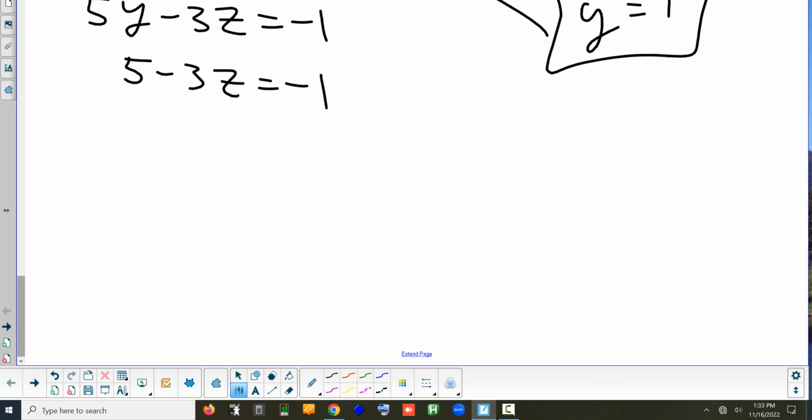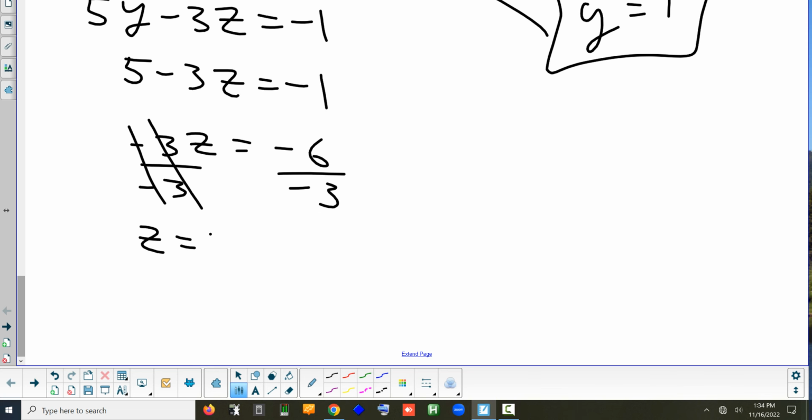Minus 5 to the other side. And Austin, my last step. You have to divide 3 from both sides? I want to divide by 3 as part of it. Negative 3. -3. And what does that give me for z? 2. There we go. So z is 2.